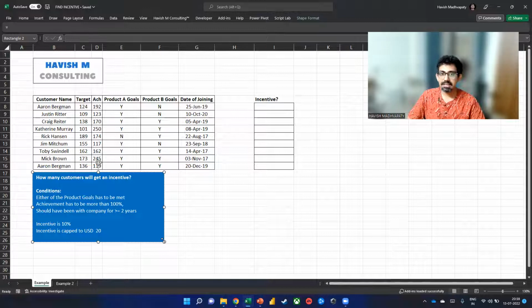But the incentive is 10% capped at $20. So yes, the person gets 10% on their achievement, but they cannot get more than $20. Let's see how we do this.